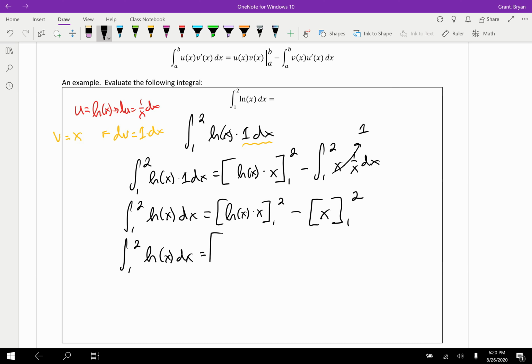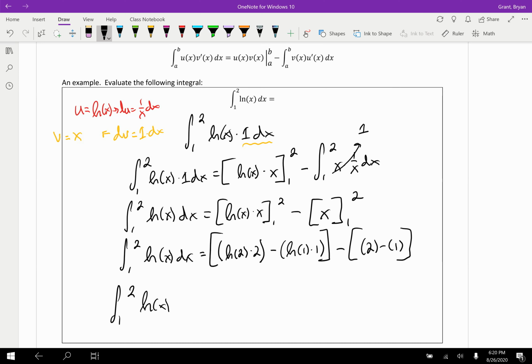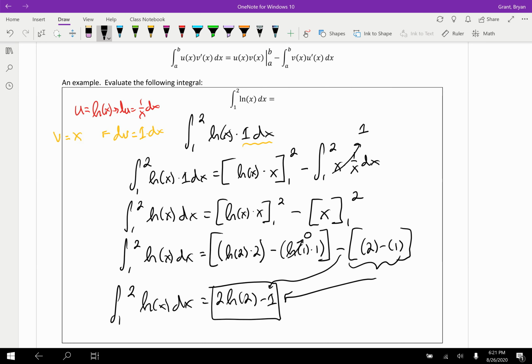Fundamental theorem, hopefully we haven't forgotten too much. We of course do the top value first, natural log of 2 times 2 in parentheses, minus the natural log of 1 times 1, minus, and then same thing over here, 2 minus 1. Okay, let's keep working this out. The integral of natural log of x dx equals, well, this is just 2 ln 2. Any log of 1 is 0, so that'll become 0. And then this piece is just a 1 with the minus that's over here. So I think we just end up with minus 1, and we have our value.